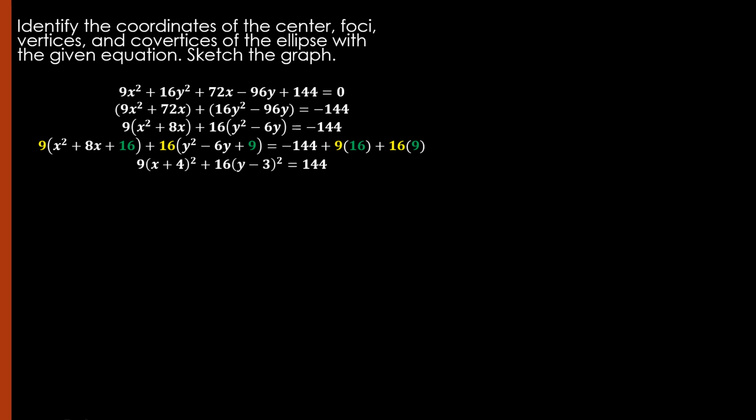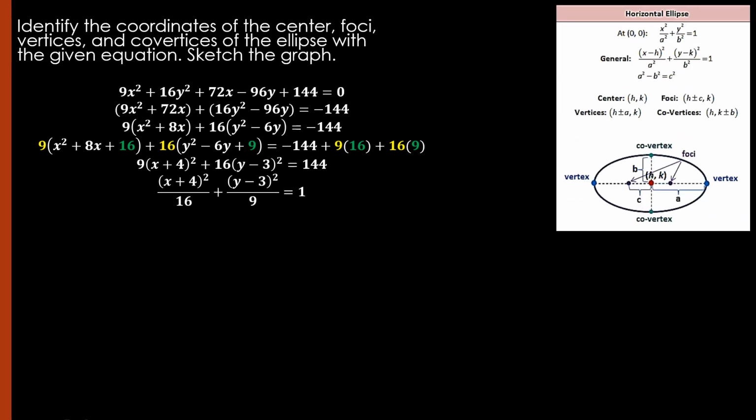Now, we will divide 144 to both sides of the equation so that the right side will be equal to 1. And then we will get the standard form, which is the quantity x plus 4 squared over 16 plus the quantity y minus 3 squared over 9 equals 1. And as you can see, from this equation, we can say that this ellipse is a horizontal ellipse.